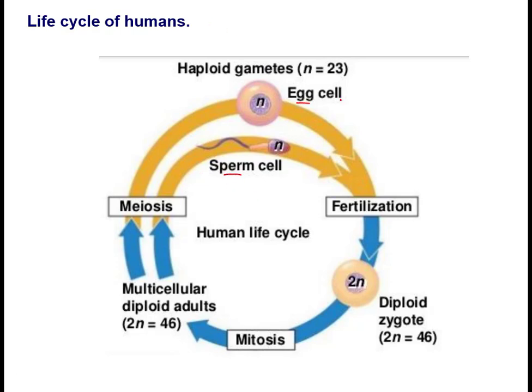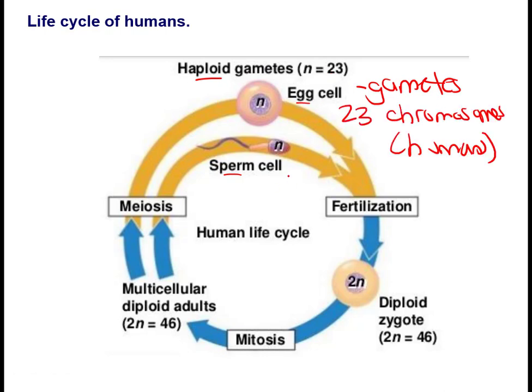We said these are the gametes, which means these are the sex cells, and these two types of cells are haploid. So for humans, that means that each one is going to have 23 chromosomes. When the sperm fertilizes the egg through fertilization, it produces the first cell, which we said is a zygote. This is the first diploid cell, meaning this one is going to have 46 chromosomes.